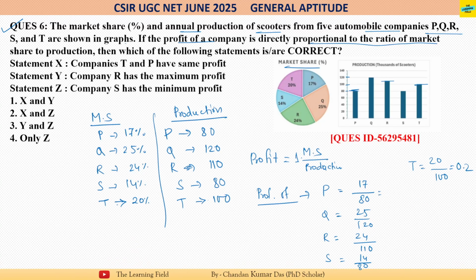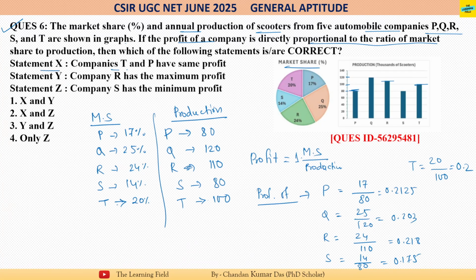Fine. So P means this is equal to 0.2125. Q means 0.203, R equal to 0.218, and S is 0.175. Now read the statements.